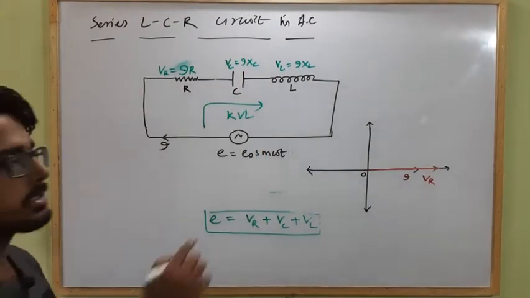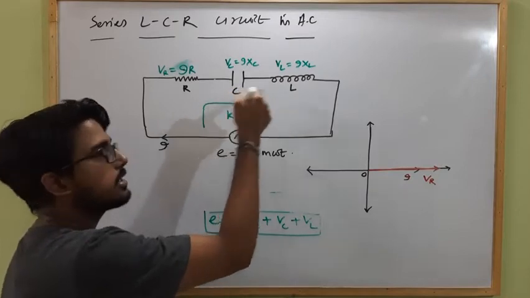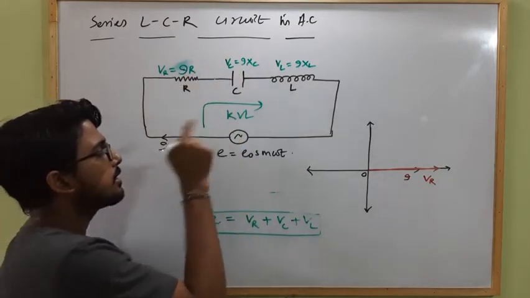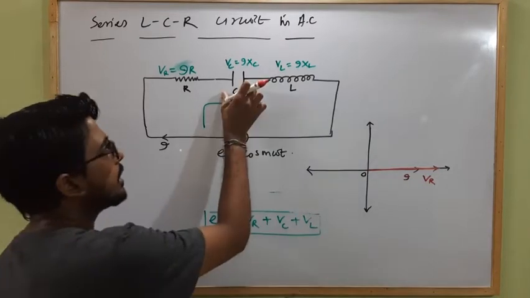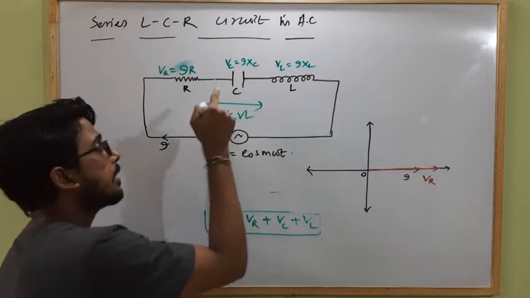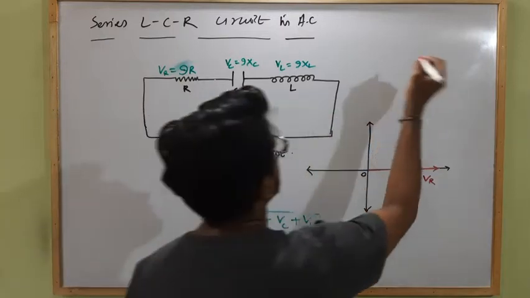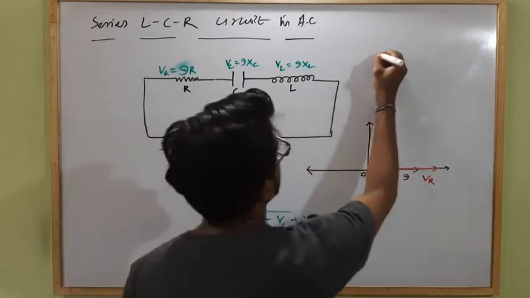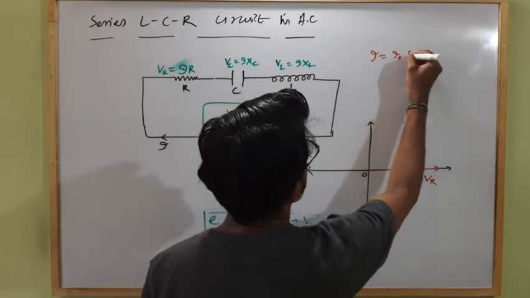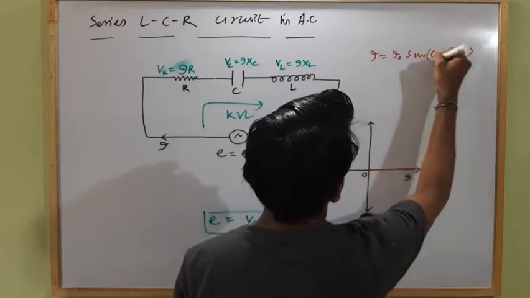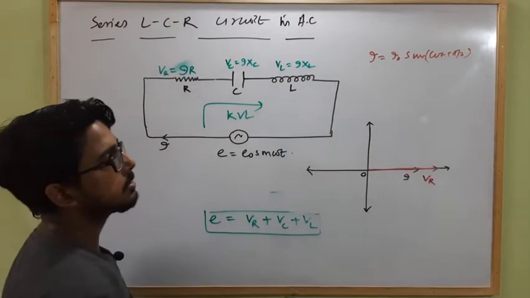And if this is the phase or position of current, then for VC, what will be the potential difference in a circuit containing a capacitor? As we already studied, in a capacitive circuit, the current leads the potential. In a capacitive circuit, the instantaneous current I equals how much? I equals I naught sin(omega t plus pi by 2).